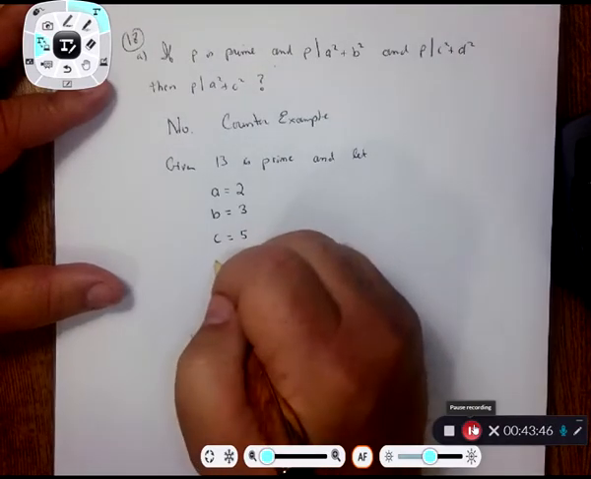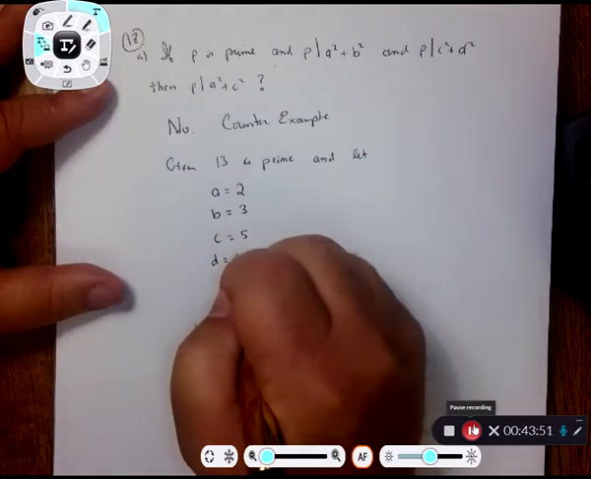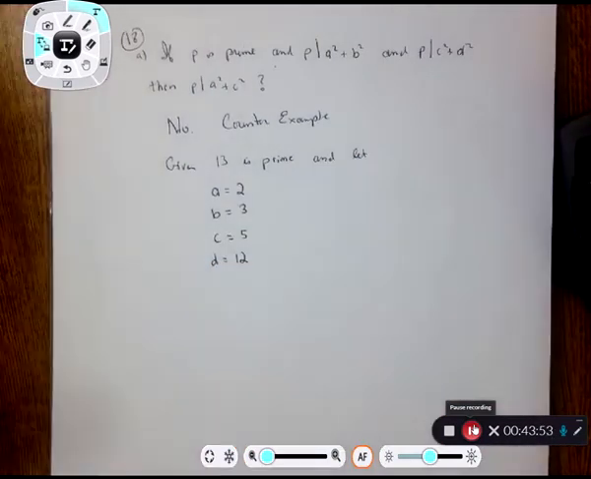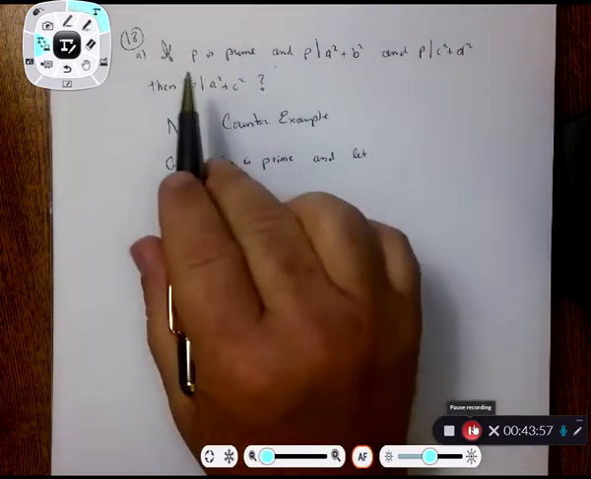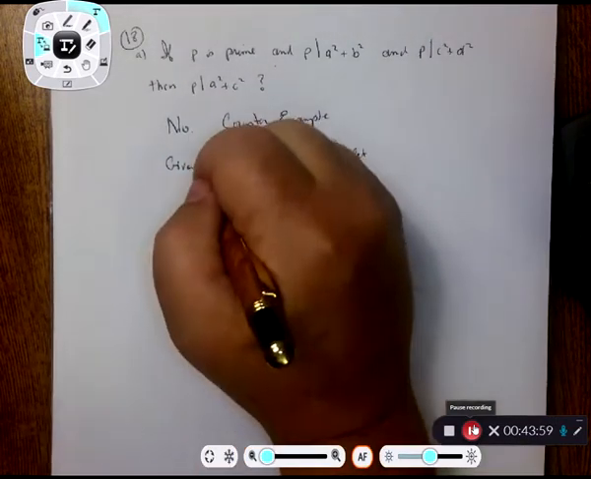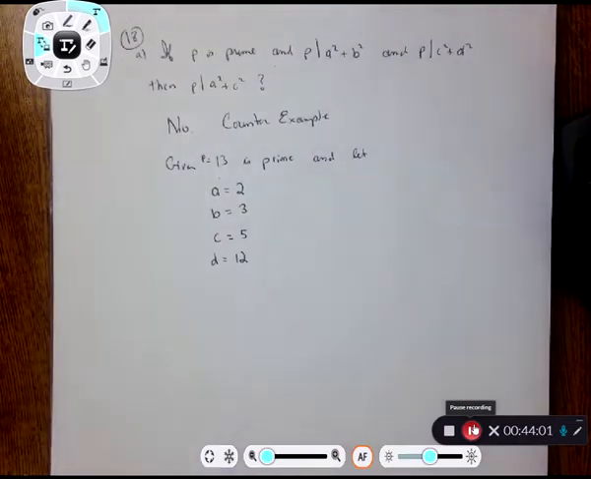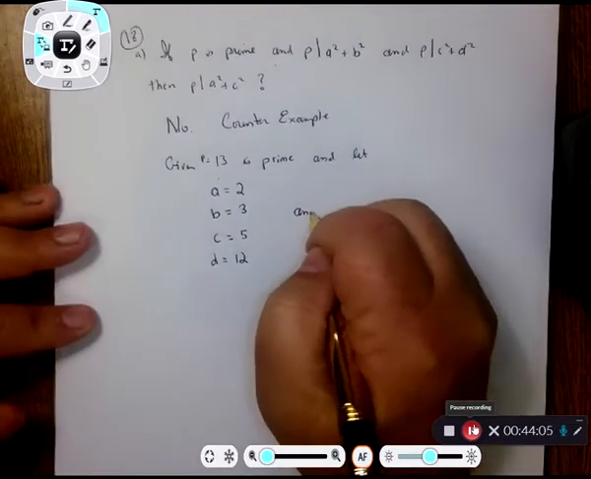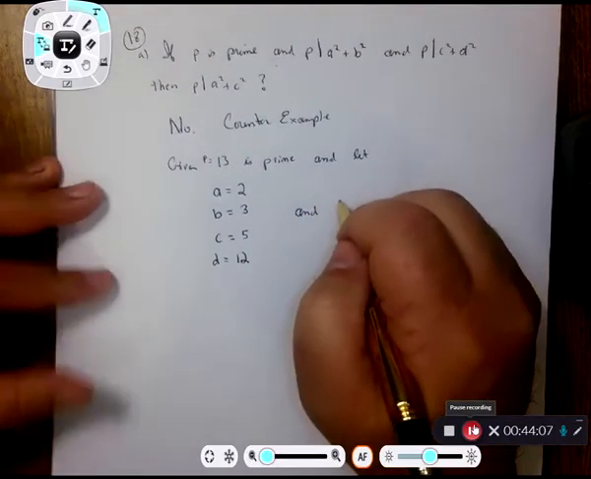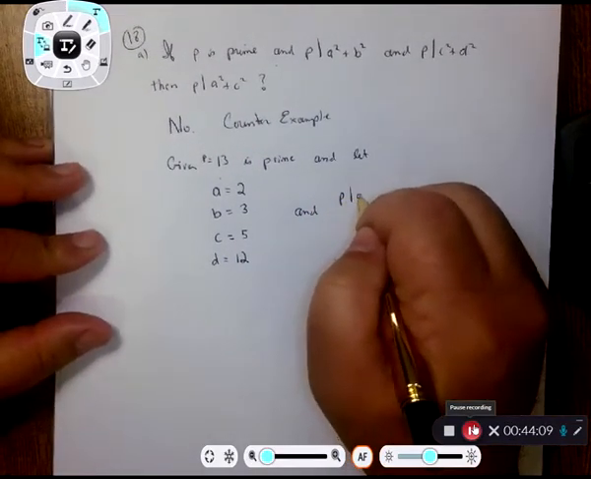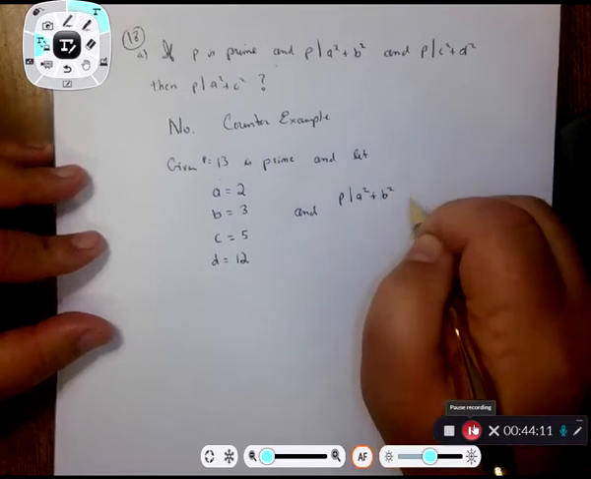And I'm going to let D be equal to 12. And now I'm going to show that it doesn't work. Clearly, P, 13, this is my P, 13 is prime. Okay?